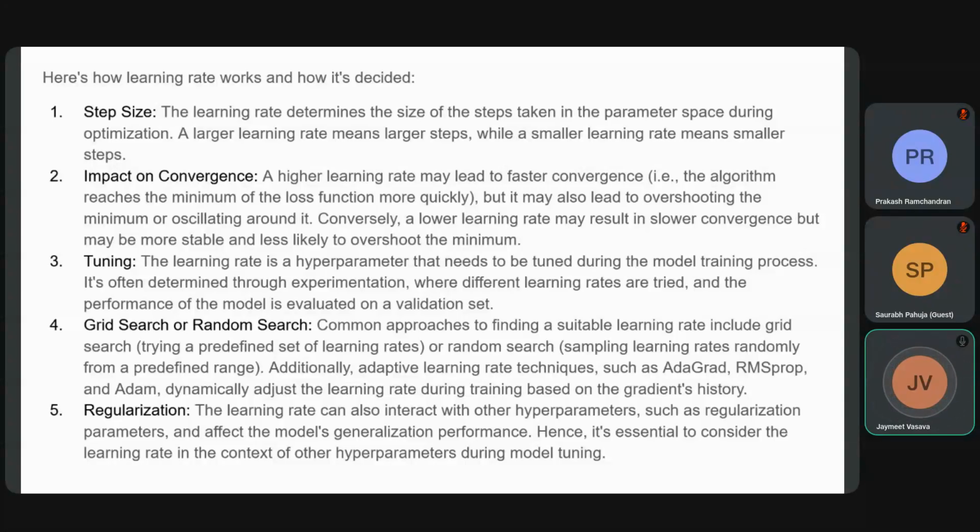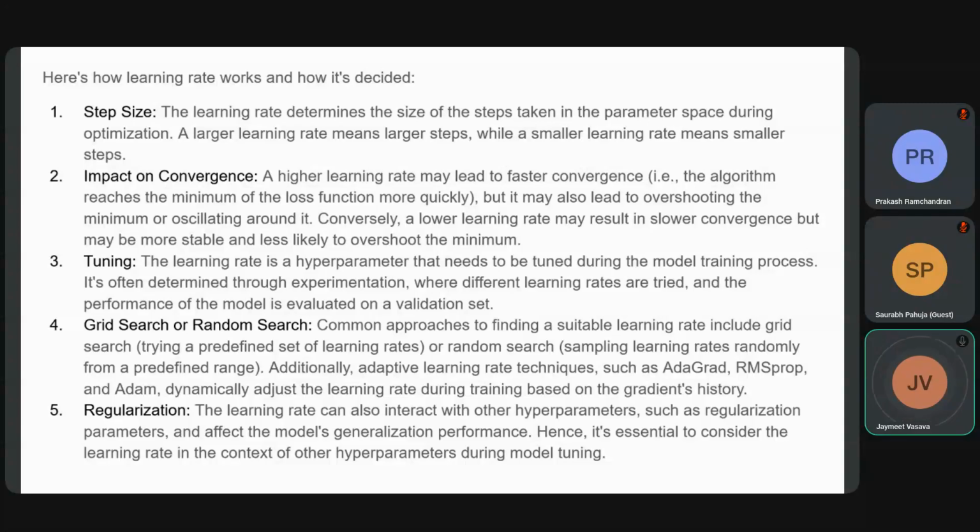The size that we give for the learning rate or the alpha value has an impact on the convergence. Convergence is nothing but the model learning the task. After that, the error cannot be further reduced and the model learns the data completely. So that is what we call convergence. A higher learning rate may lead to faster convergence. That is, the algorithm reaches the minimum of the loss function more quickly, but it may also lead to overshooting the minimum or oscillating around it.